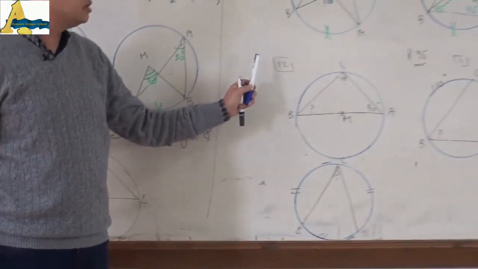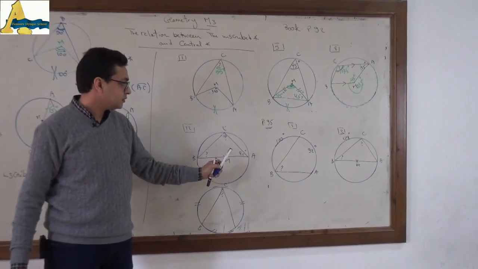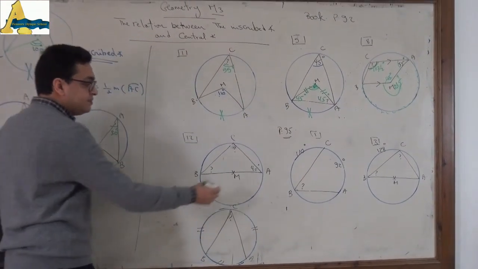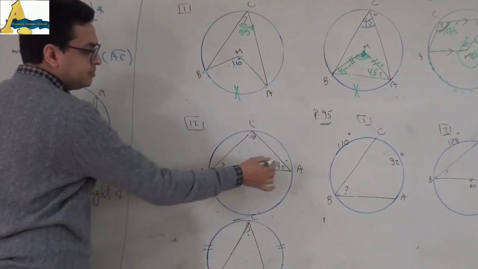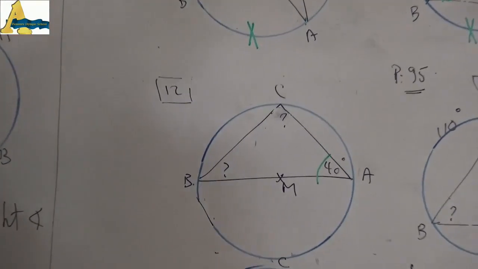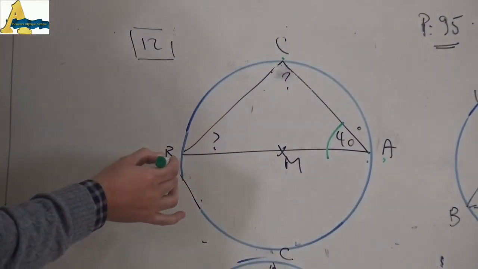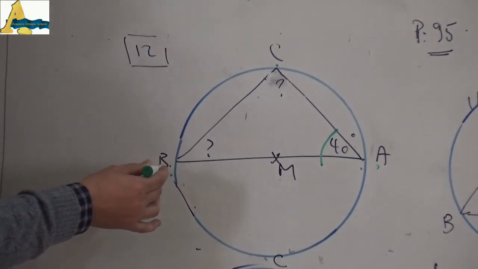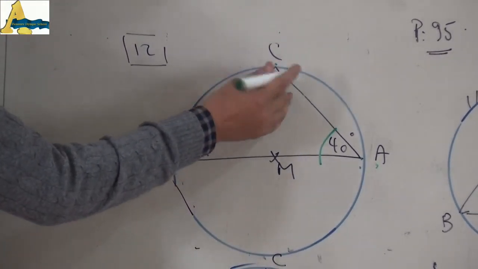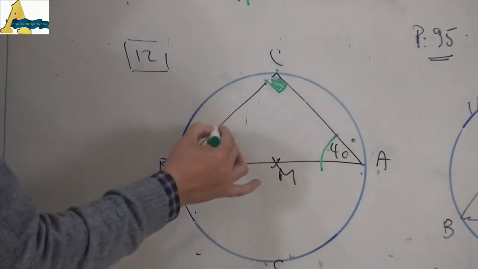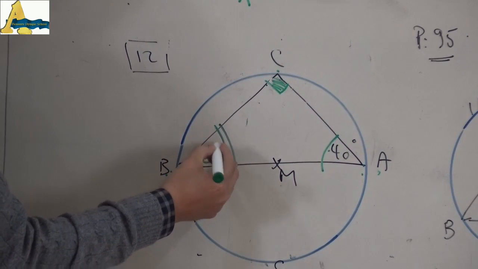And for example, number 12 in this page 92, AB is a diameter and the measure of angle A is 40 degrees. AB is a diameter, angle ACB is inscribed and drawn above it, in a semicircle, so its measure is 90 degrees. 90 plus 40 inside the triangle, but the third angle is 50 degrees.